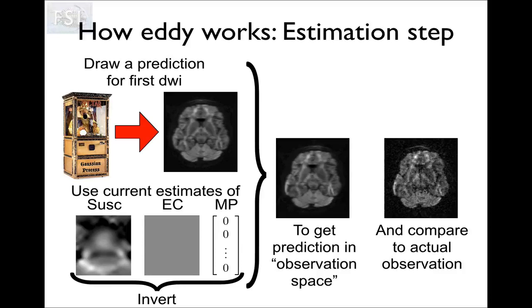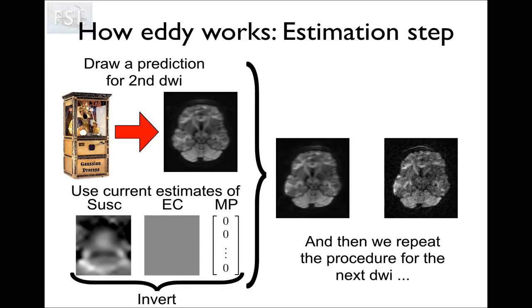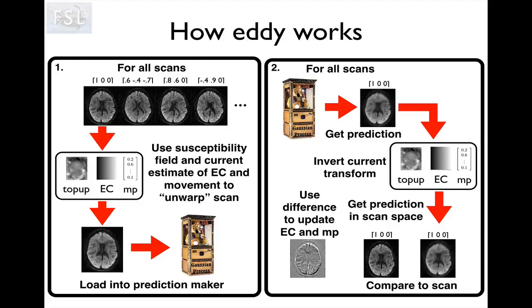And it's the difference between these two images that drives the registration, i.e. we have to work with the sum of square differences between these two images, and we'll repeat the same for the next DWI, etc. So all of eddy works like this. For all the scans, for all your different diffusion weighted images, you use the susceptibility field and the current estimates of eddy currents and movement to unwarp them, and you load them into the prediction maker. Then you have completed the loading stage.